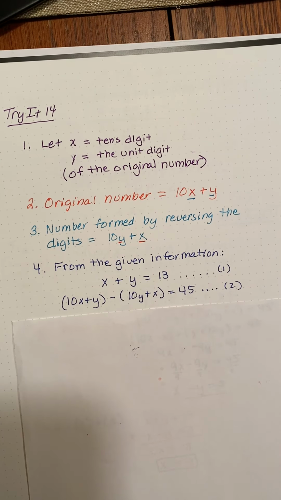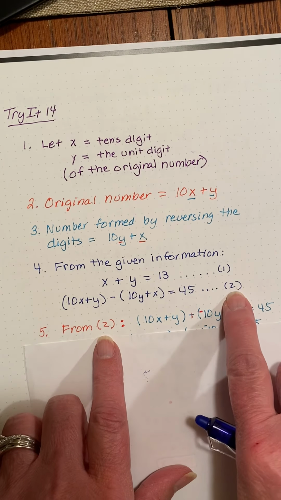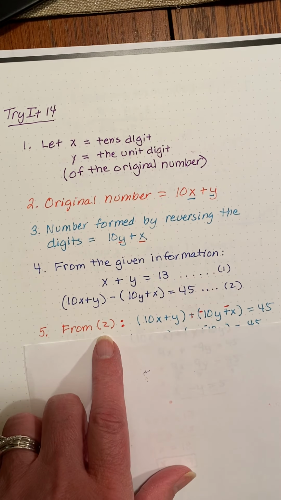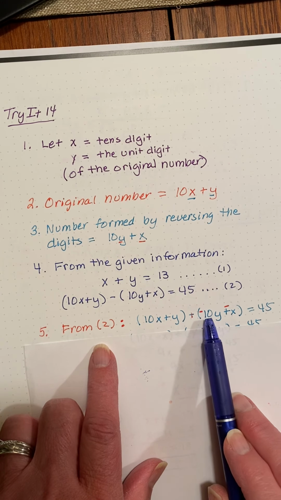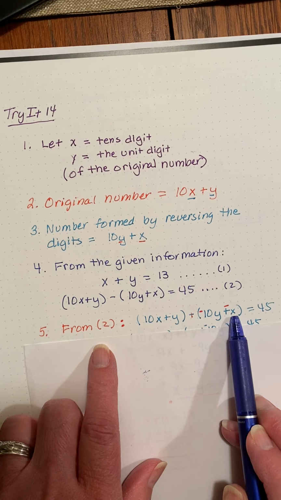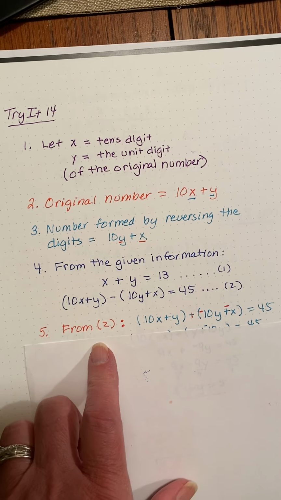Okay, so now we have some simultaneous equations. From the second equation, we're just going to simplify it. Since we're subtracting, we're actually going to be adding the opposites. So we're going to add, making 10y negative 10y, and we're going to add a negative x, okay? It's still going to equal 45. The difference does not change.